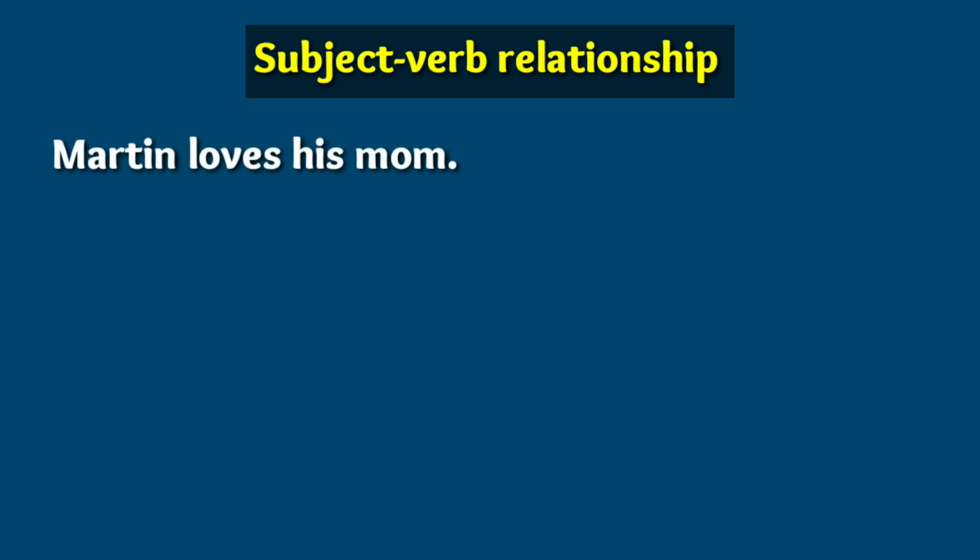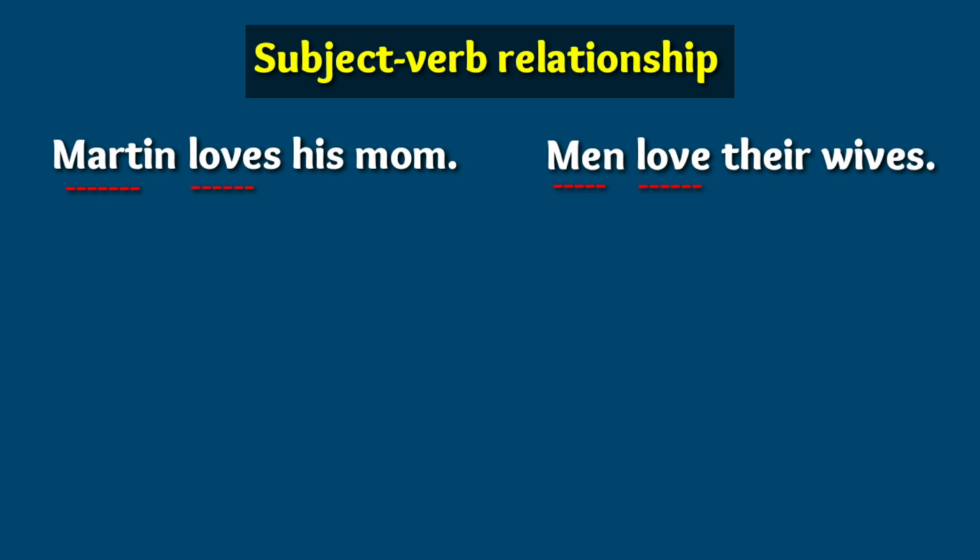Martin loves his mother. We notice that when the subject Martin is singular, we have a singular form of the verb, loves. What if we have a plural form of the subject? Men love their wives, so we have a plural form of the verb too. This is called the subject-verb relationship.